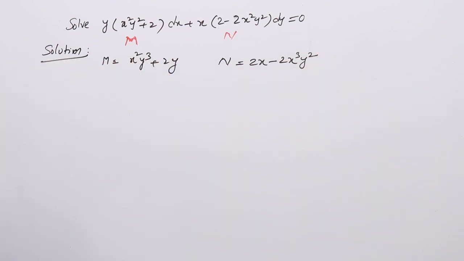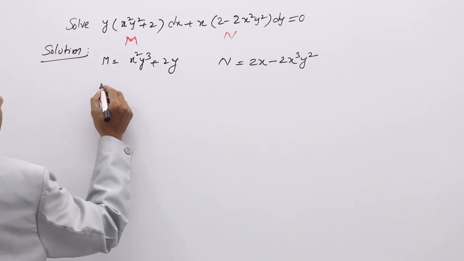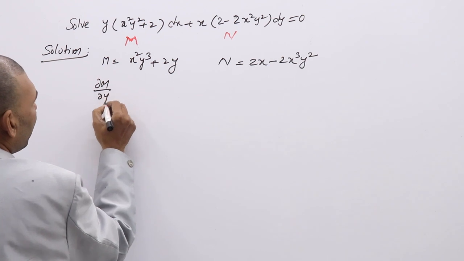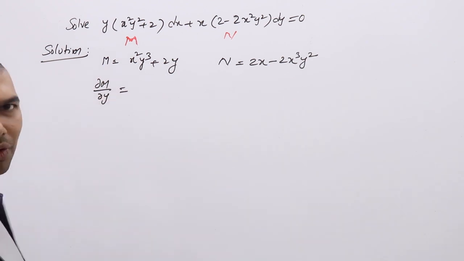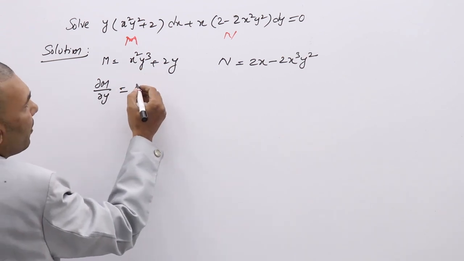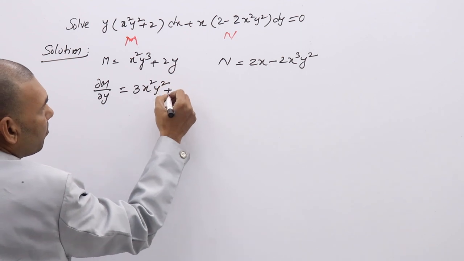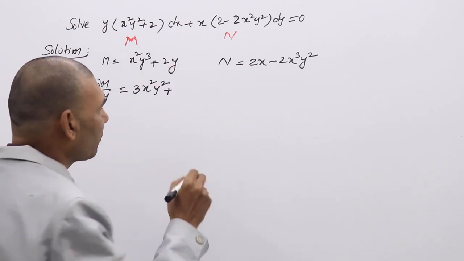Now find out dou m by dou y and dou n by dou x. Dou capital M by dou y: differentiate y terms only, don't differentiate x. Differentiation of y cube is 3y square, that is 3x square y square, plus differentiation of y, 1.